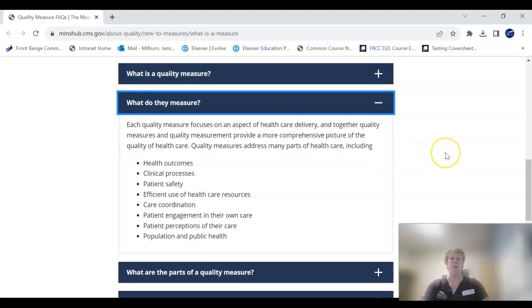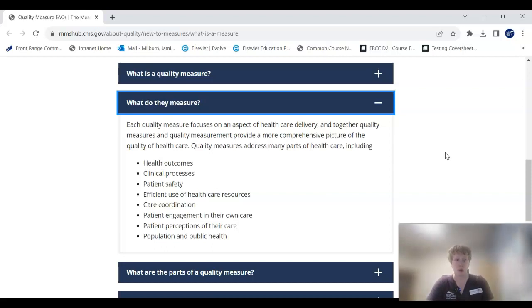So whether it's the patient outcomes, like how their health is turning out, the processes that we use, our patient safety, so this would be big ones, like our fall risks and our rate of falls, efficient use of resources, so again, are we being cost effective for our patients, coordinating the care, and patient engaging in their own care and their perceptions of it, and then population public health. So again, these are some of the bigger concepts that we're getting towards.